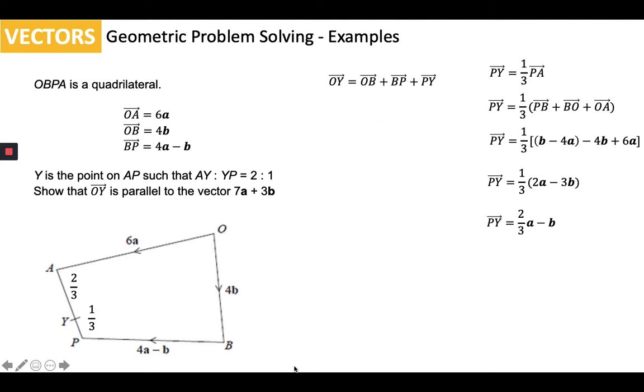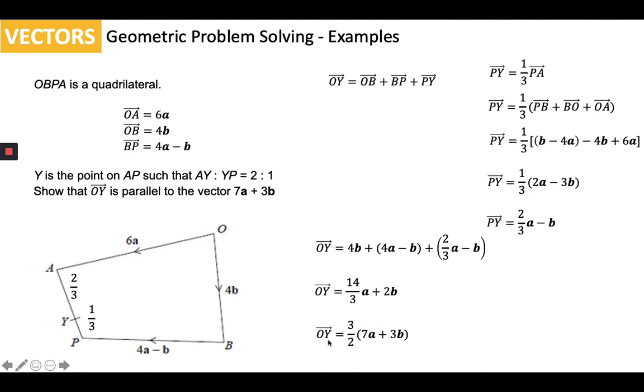Now using this pathway, I can substitute each of my values in. I know OB is 4b, I know BP is 4a minus b, and I've now got an expression for P to Y. Now I just need to tidy this up. There's no negatives outside brackets, so nice and simple. I get 14 over 3a plus 2b. Now this is our keyword again: show that OY is parallel to the vector 7a plus 3b. So I need to show that I can multiply OY by something to get this vector. If I pull out 1.5, I've got OY is 1.5 times 7a plus 3b.